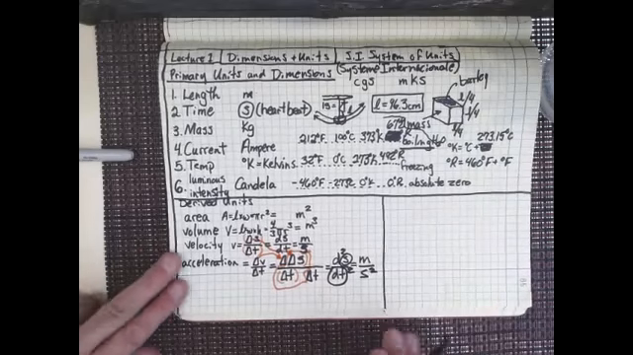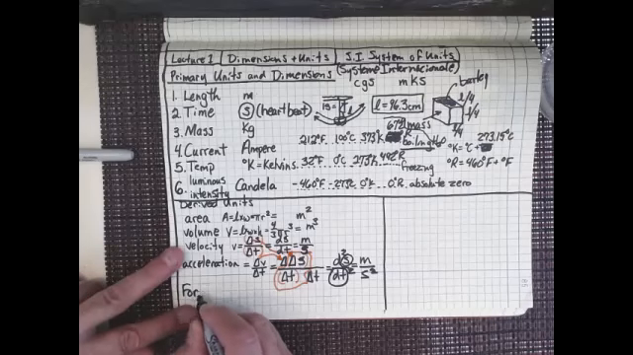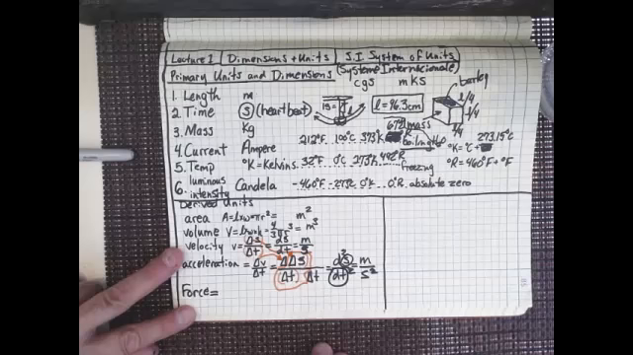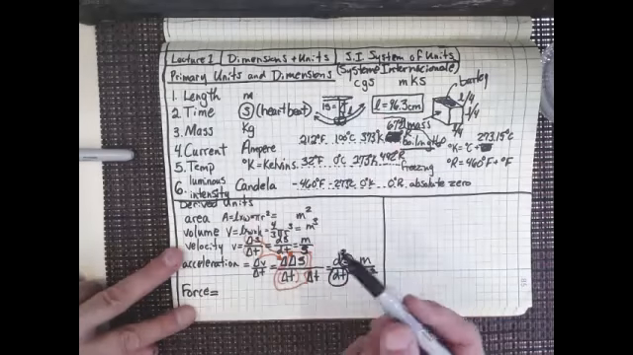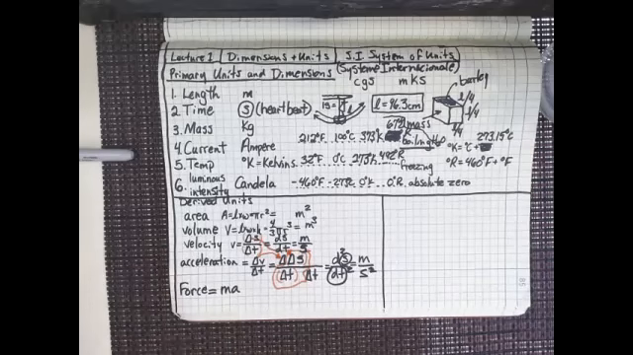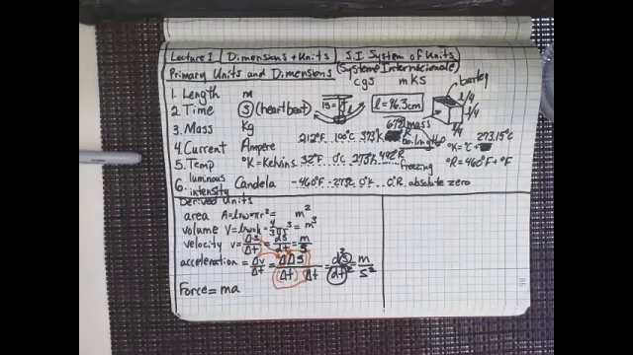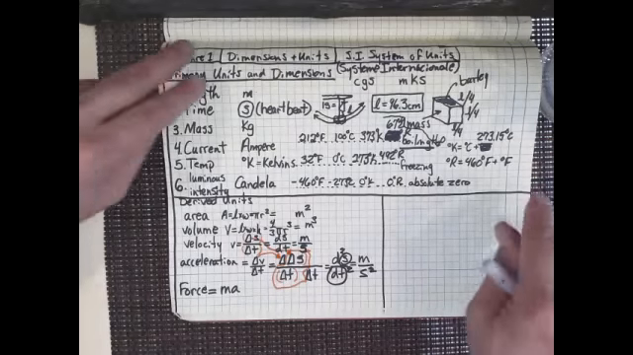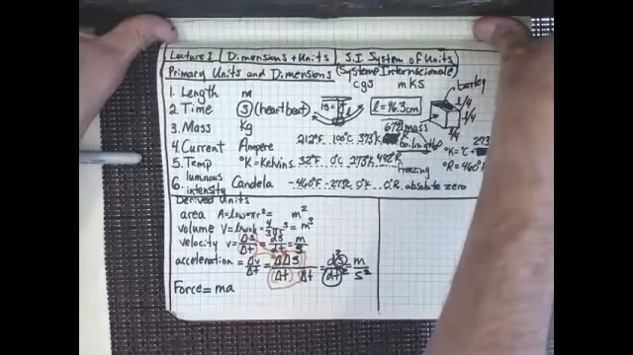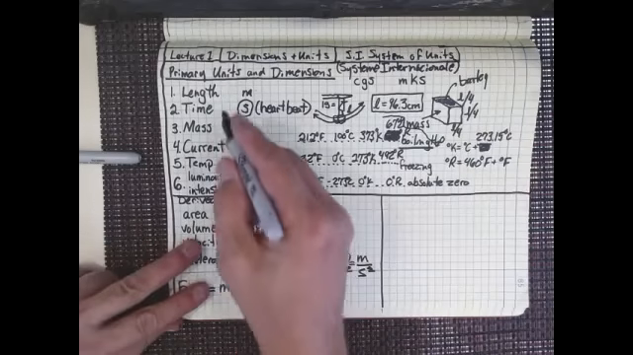Now, I'm only going to do one more because I think I'm running out of time here, but let's do force, because this is the first derived unit where we're not going to be using primary units. In fact, what's my defining equation for force? Isn't it mass times acceleration? Mass times acceleration. Okay, mass times acceleration. We know what mass is, that is a primary unit.